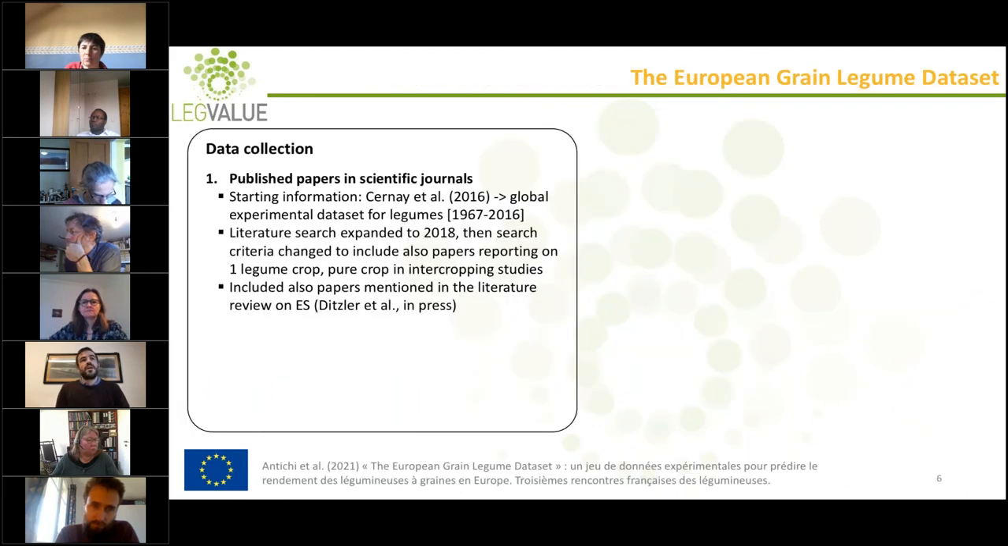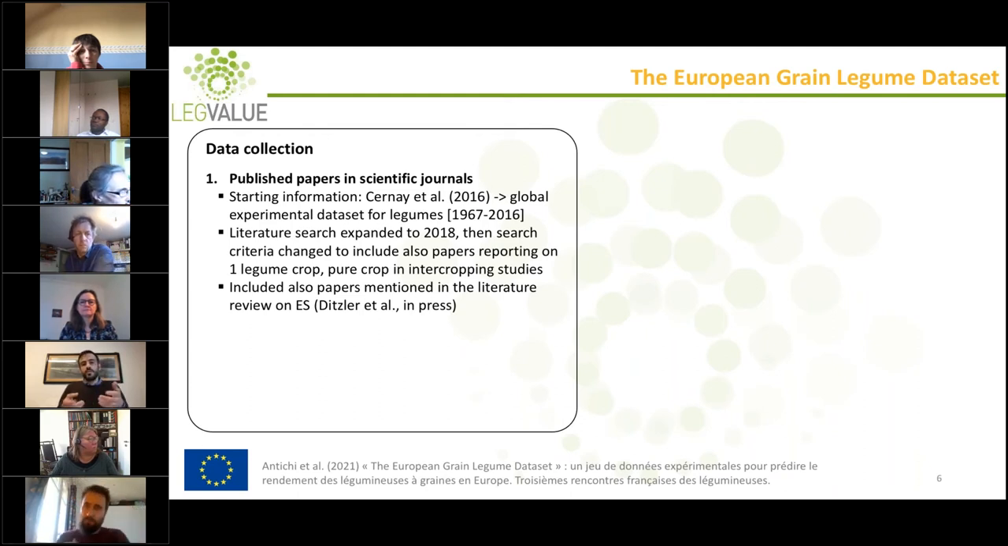So to do that, we started first from literature search, and we based our research on the most comprehensive paper published so far, that is the paper produced by Cerny and colleagues in 2016 at global level, including all the legume yield data produced globally in scientific papers. And so we restricted the data set produced by Cerny and colleagues to the European conditions, the European countries.